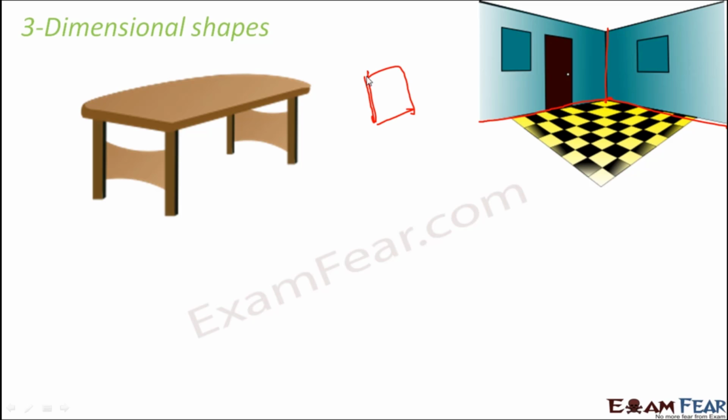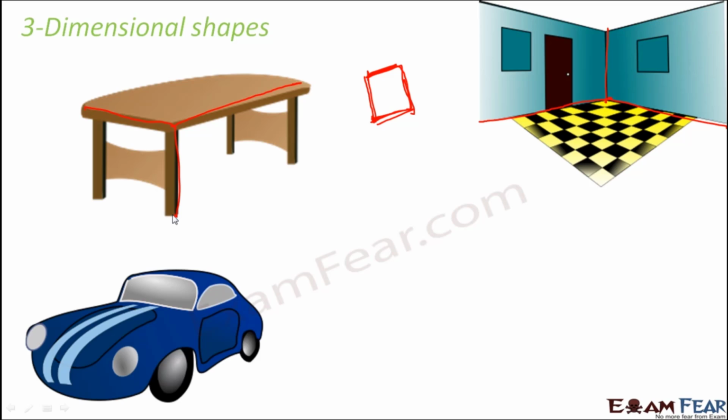So it has length and breadth. So there is no height involved as such. Any such shape which involves 3 dimensions, length, breadth and height, is categorized as a 3-dimensional shape. When you look at this table, it has its length, width and height. Without these 3 dimensions, you cannot specify the size of the table.